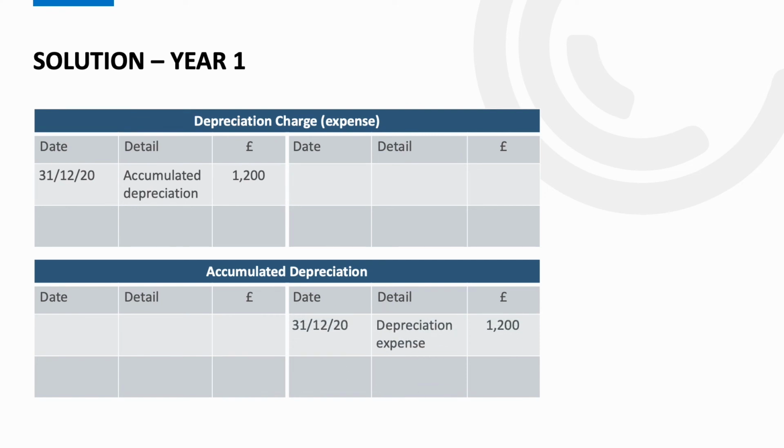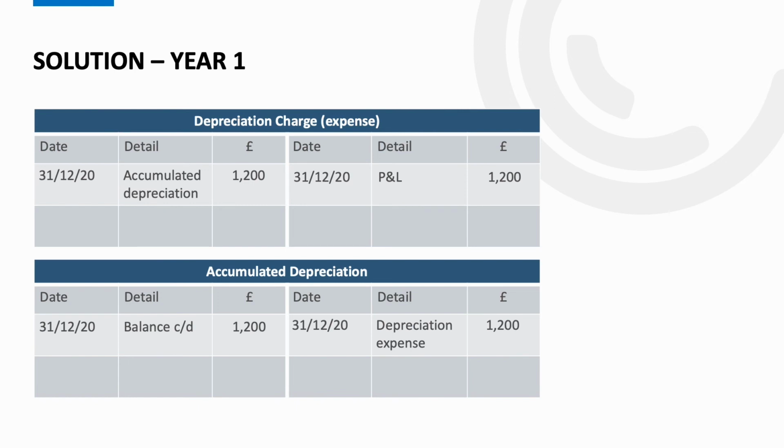At the year end, the balance on the depreciation charge will be transferred to the P&L. To do this, we would credit the depreciation charge and debit the profit or loss. The accumulated depreciation balance would then be carried down into the following year. We will now continue to do the postings for our second year.